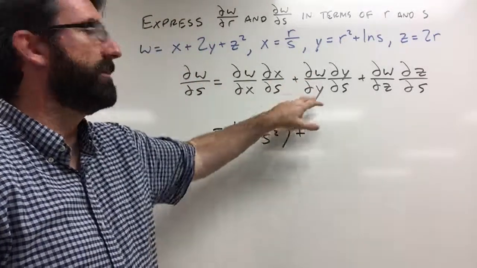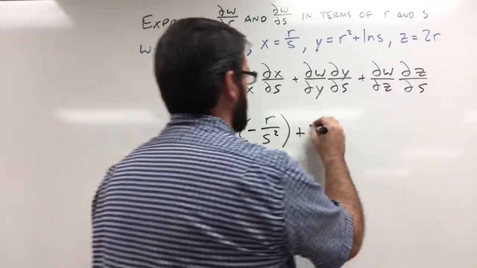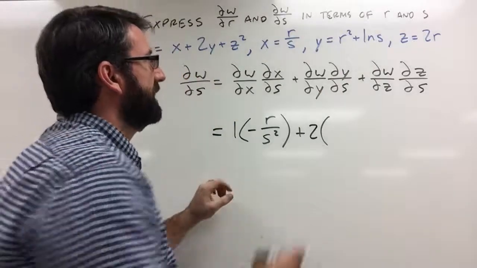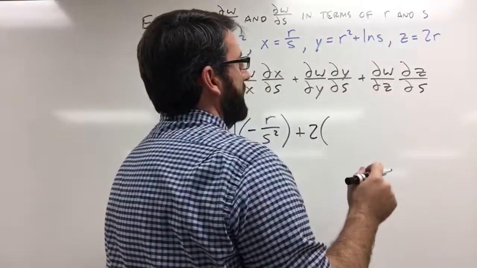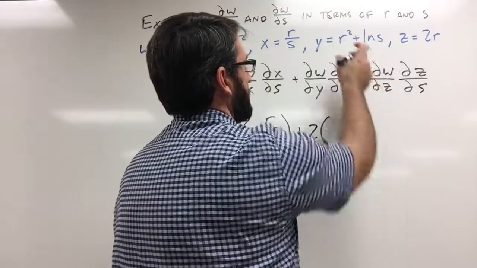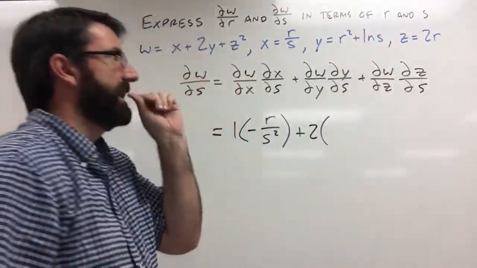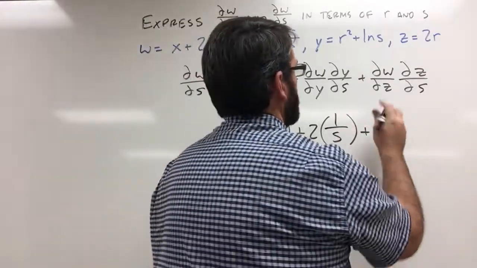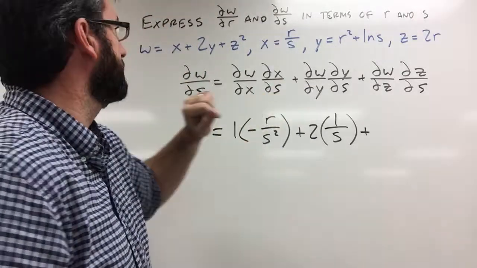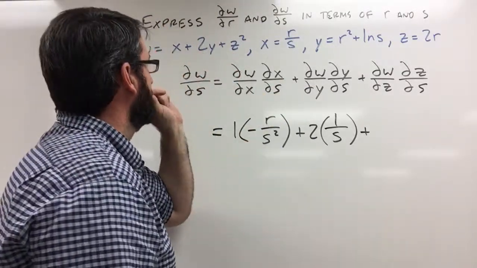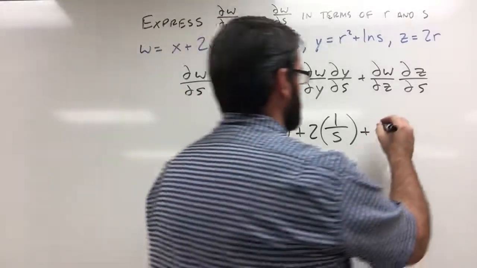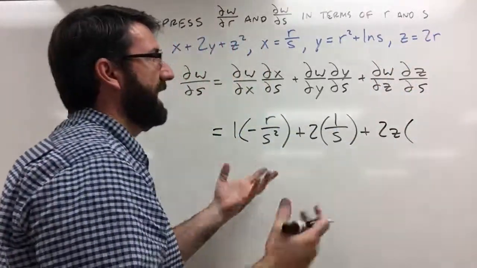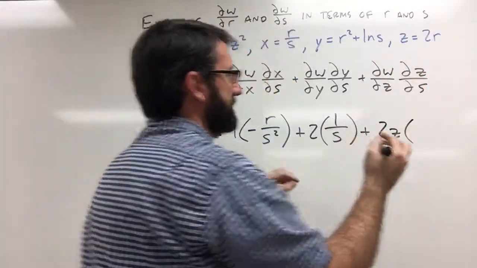The partial derivative of w with respect to y, that's going to be 2 again. And the partial derivative of y with respect to s, this is going to be held constant. And so the derivative of that with respect to s is 0. The derivative of the natural log of s with respect to s is 1 over s. And then the partial derivative of w with respect to z is going to be 2z again. And the partial derivative of z with respect to s, this is just a constant, so that's going to be 0.